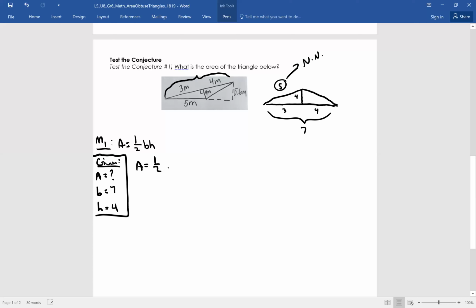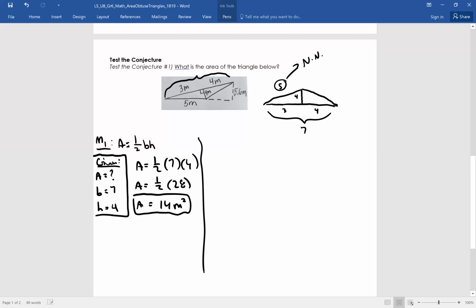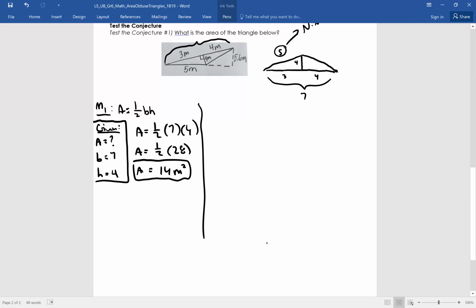So now we can go ahead and do our substitution. A is equal to 1/2 times the base, which is 7, times the height, which is 4. So A is equal to 1/2 times 28. So half of 28 is 14. That's 14 meters squared. Now, don't forget, we got to use method 2 as well, because they're going to ask you to come up with 2 different methods to figure this out. So let's go ahead and do M2.